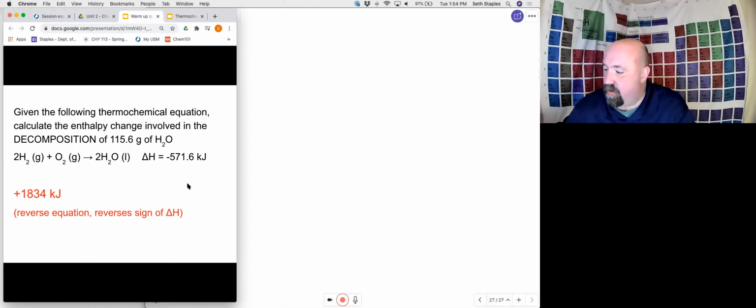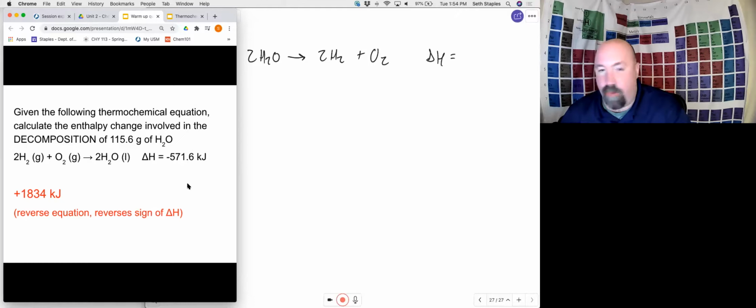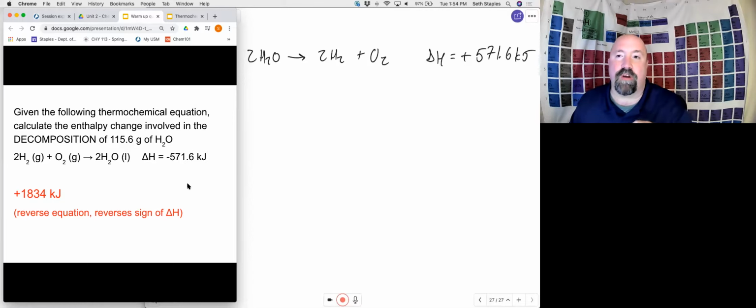The big thing to remember here as we start out is that what we need to do first is to reverse our equation, because we are actually concerned with the decomposition of water for this particular problem. And so we're going to reverse our equation to represent the decomposition of water. When we reverse our equation, that reverses the sign of our enthalpy, which is going to be a fairly big deal for us that we're going to use quite a bit later in this lecture when we start talking about Hess's law.